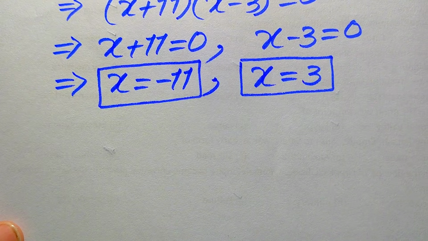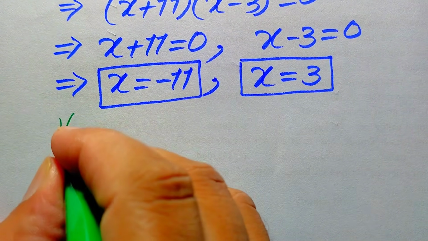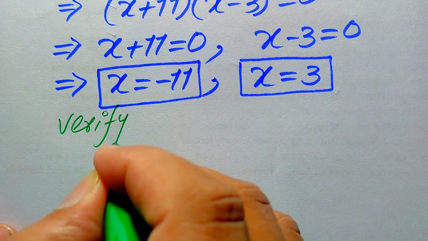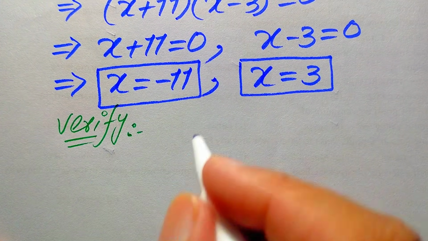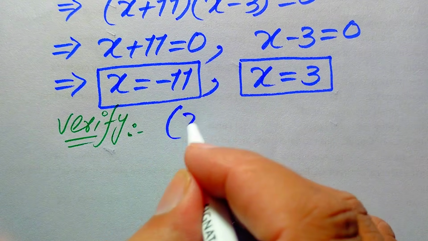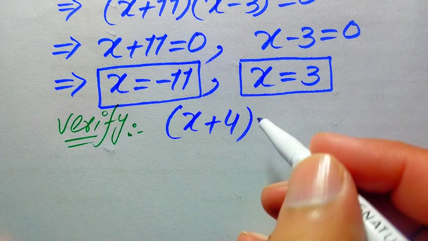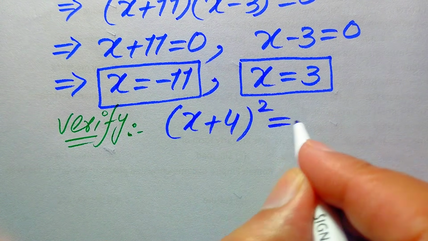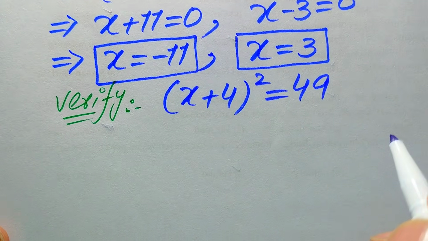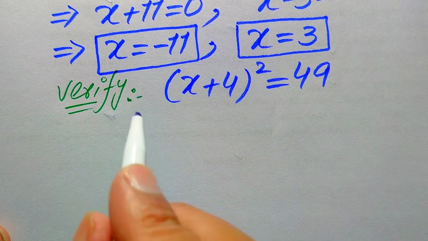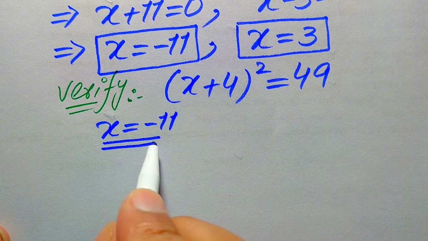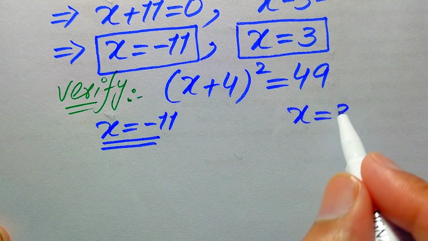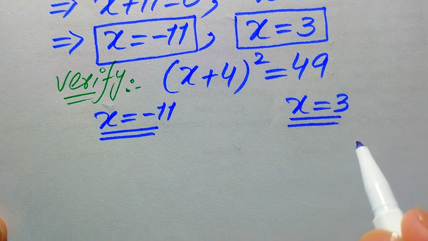And now in the next step we need to verify whether these roots are solutions or extraneous roots. So for verification we need to copy down the given question statement. Here it is (x + 4)² = 49, and here we substitute the value x = −11, and on this side we verify x = +3.